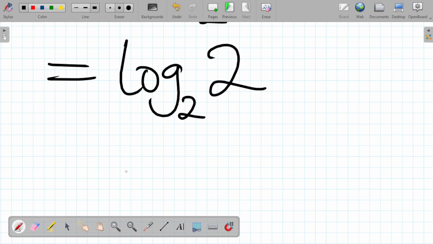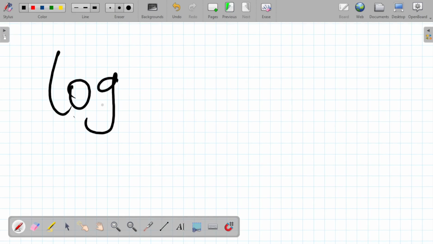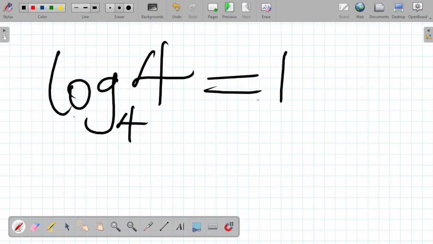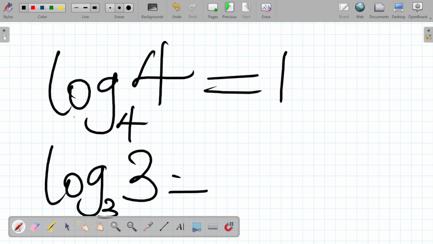Now note this. The log of any number to itself as a base is equal to 1. So since we have log 2 to base 2, 2 is equal to 2. So our answer becomes 1. Once the base is equal to the argument, your log is 1. So if we have log 4 to base 4, since the base and the argument are the same, our answer is 1. Log 3 to base 3 is also 1.